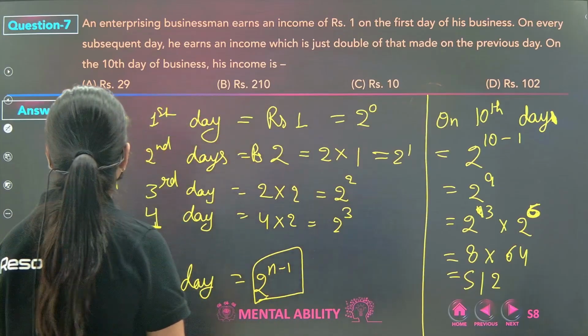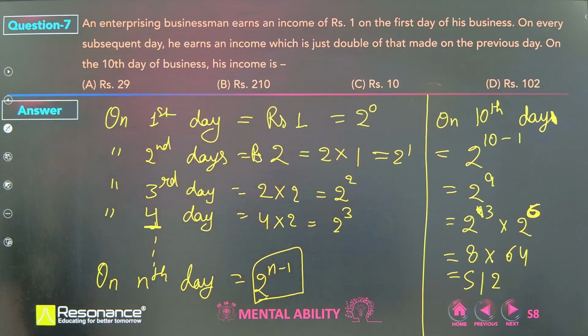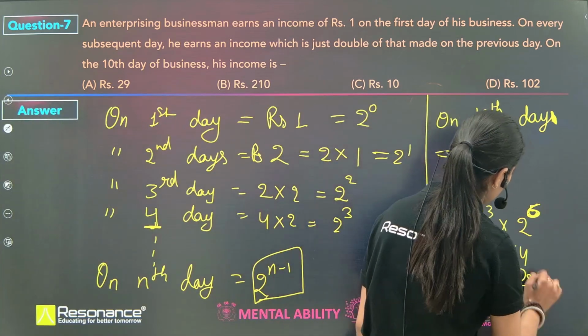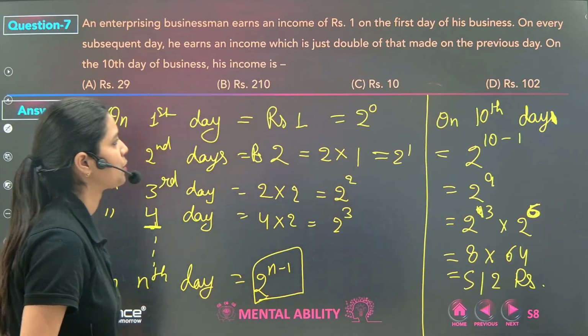512. His income is coming out to be 512. On the 10th day, his income should be 5 to the power 9, which is not an option. There is no option matching, but the answer is right. As per the question, the answer will be this only.